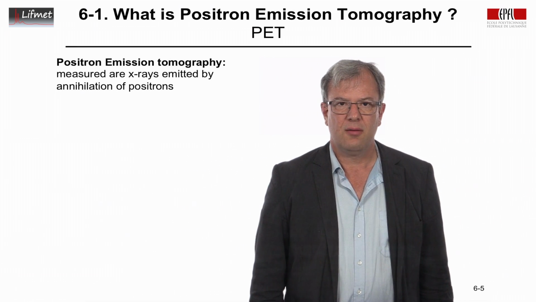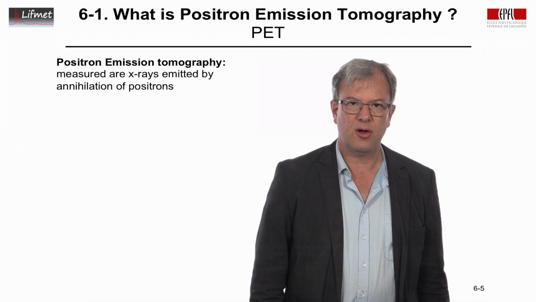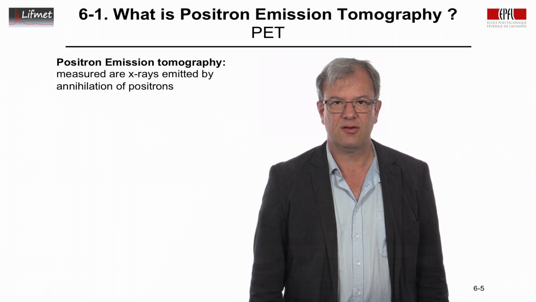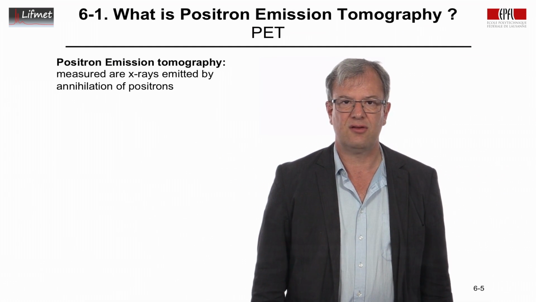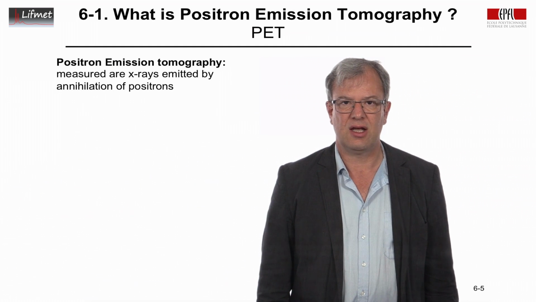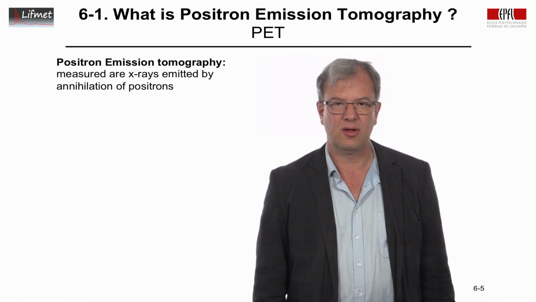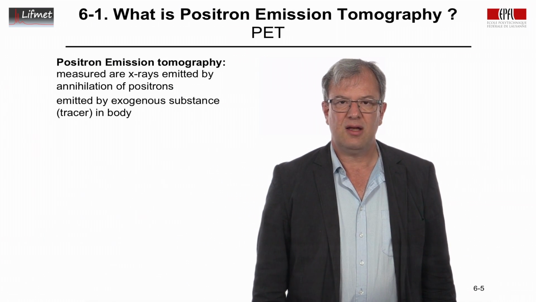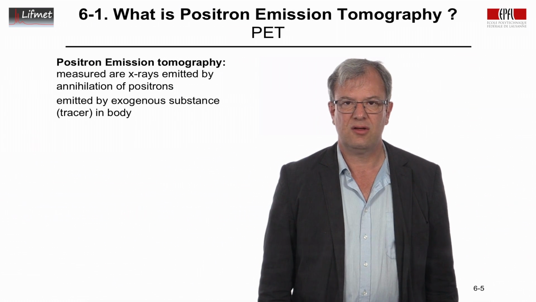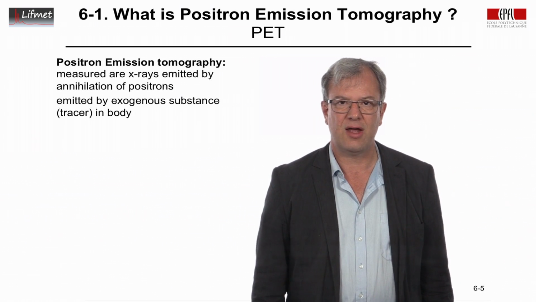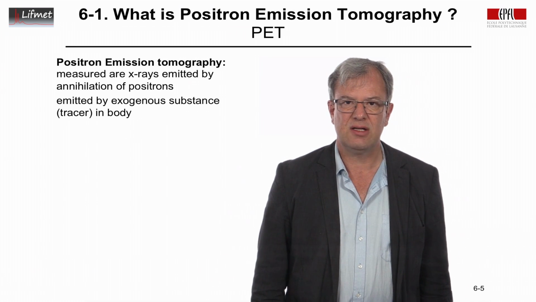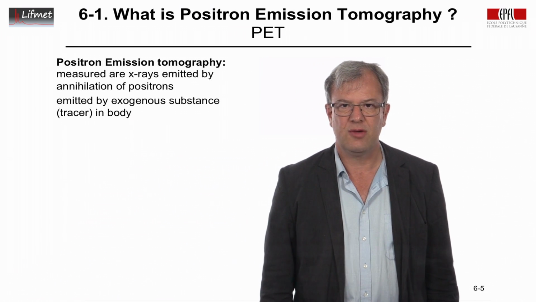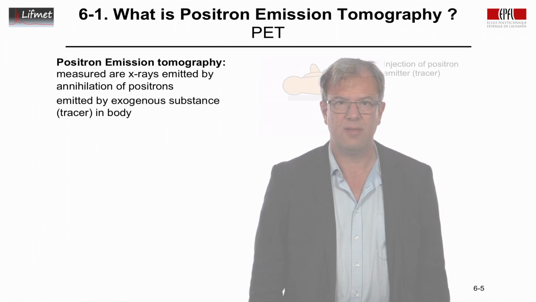Basically, what we are measuring with positron emission tomography, there's the word positron in there, and what we're looking at is the annihilation of positrons with electrons. This gives rise to X-rays that are being emitted from the annihilation process. This is the basic principle that is behind it. The positrons are emitted by a parent nucleus that's typically part of a tracer that's administered to the subject. So it's an exogenous substance that's not naturally occurring, which we desire to image.